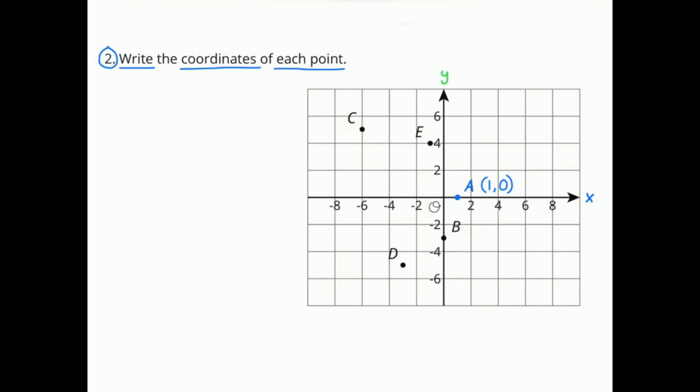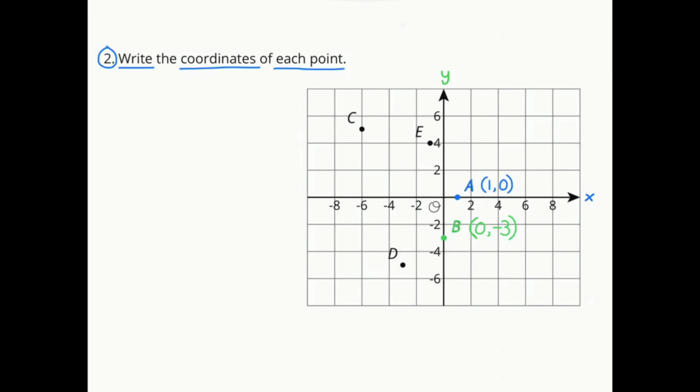The point for A is exactly halfway between the origin, or 0, and 2. So halfway between 0 and +2 would be +1. So the first coordinate for A would be +1. And the point for A is directly located on the x-axis, or the horizontal axis. That means that it hasn't moved up or down the vertical axis. So the second coordinate would be 0.